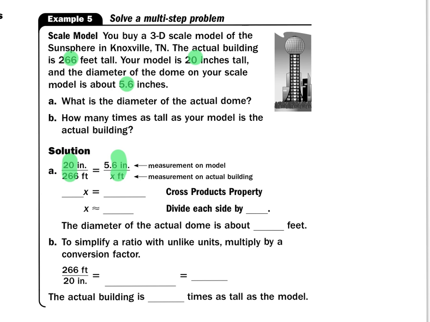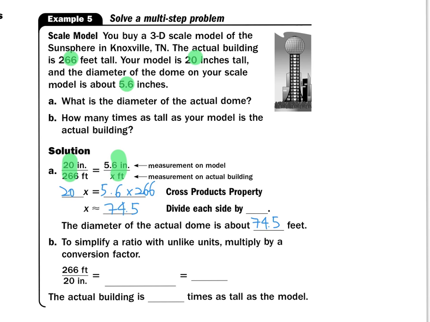But pay special attention to the units when you deal with real life examples. It's really important that you don't mess up the units. So here you can cross multiply. You should have 20x on the left, and on the right-hand side should be 5.6 multiplied by 266. And that should give you about 1489.6. If you divide that by 20, that should give you approximately 74.5. That's the diameter of the actual dome. So the answer to the first question is 74.5 feet.